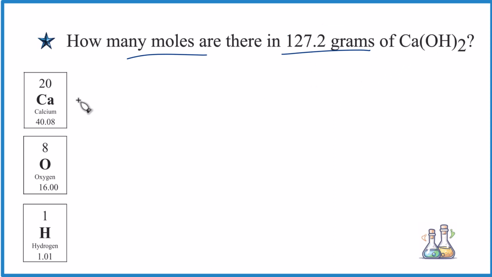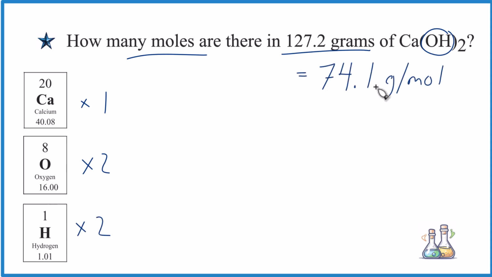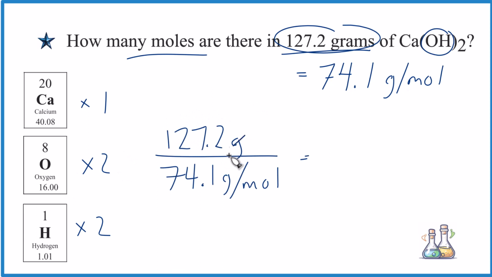So 1 calcium, and then 2 goes to everything. So 2 oxygens and 2 hydrogens. Multiply, add them up, 74.1 grams per mole. That's the molar mass of calcium hydroxide. So we're going from grams to moles. We divide our grams by the molar mass, like this. Grams on the top and the bottom, we're going to be left with moles. So we divide and we get 1.72 moles of calcium hydroxide. Not too bad, right? Let's do another few.